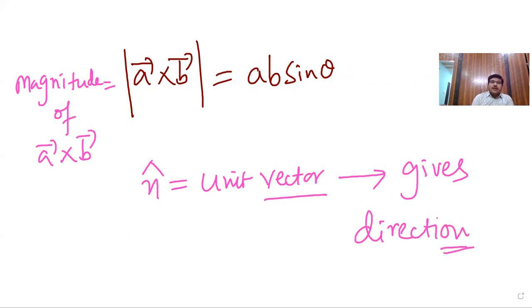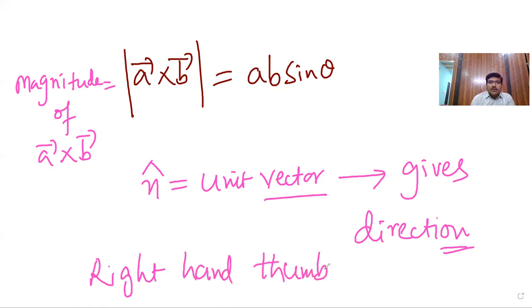Direction is given by the right hand thumb rule. This is direction. Okay, this is about a bar cross b bar.